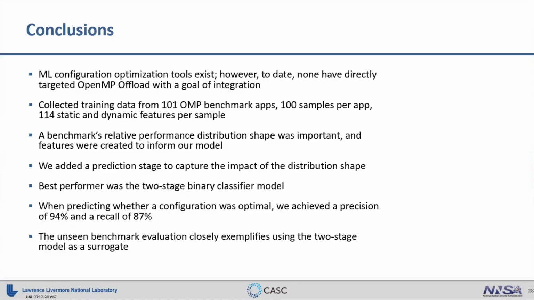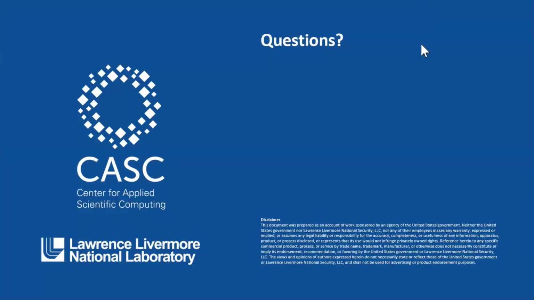The best performer from experimentation was the 2-stage binary classifier model. When predicting an optimal configuration, we achieved a precision of 94% and a recall of 87%. And the unseen benchmark evaluation is how we anticipate our model being used as a surrogate. And with that, I will take any questions.